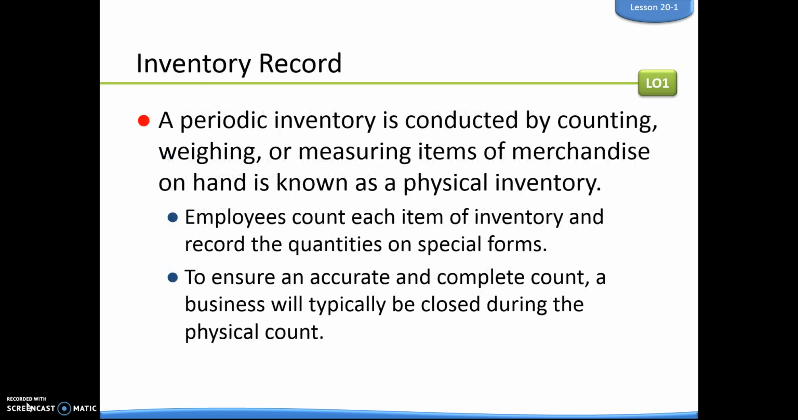Now we have something that is called an inventory record, and it is a way to keep track of the inventory on hand. If you do a periodic inventory, which is one where you do it once a year, we count and weigh or measure, depending upon the items that you have for sale, to know what our physical inventory is. Employees typically count each item of inventory and record their quantities on the form I'm going to show you. And to make sure that they do this as accurately and as completely as possible, typically they close the business in order to do a physical count.